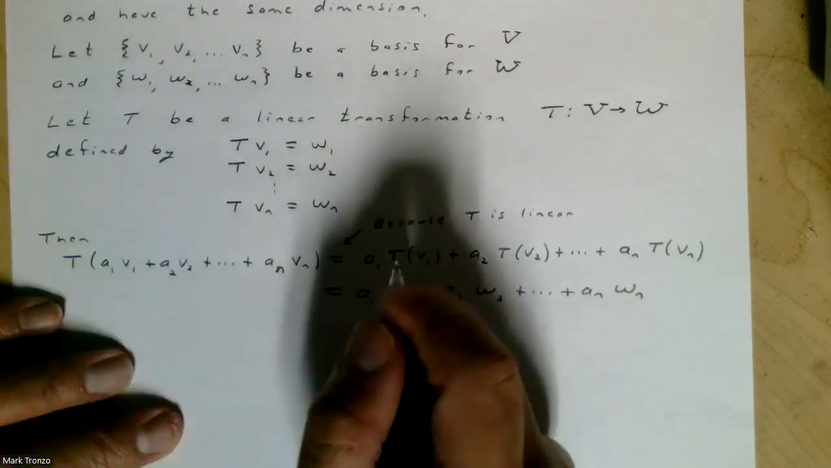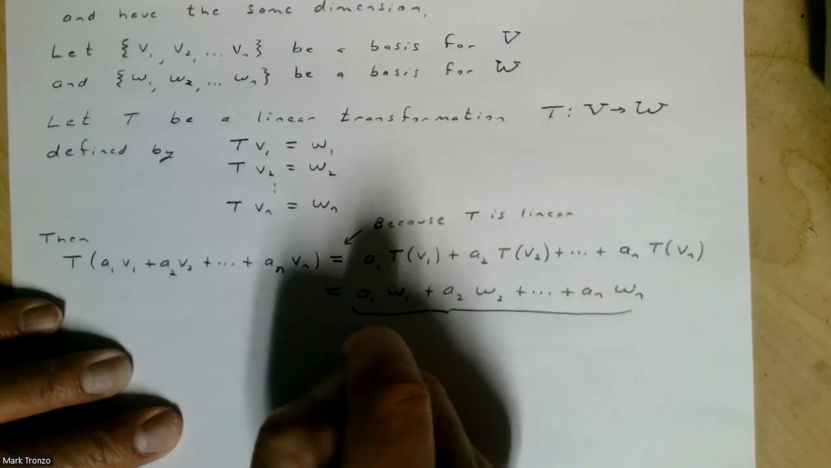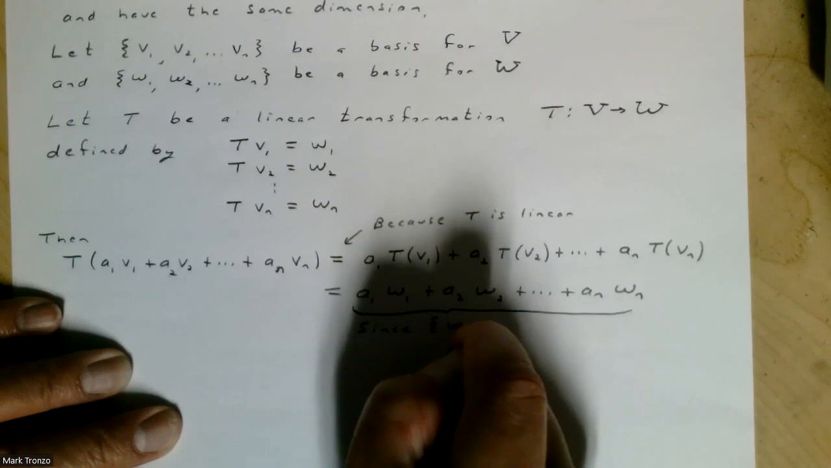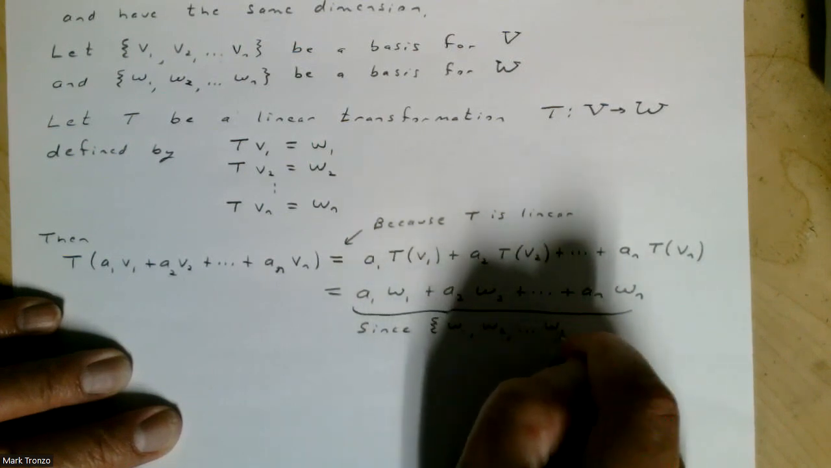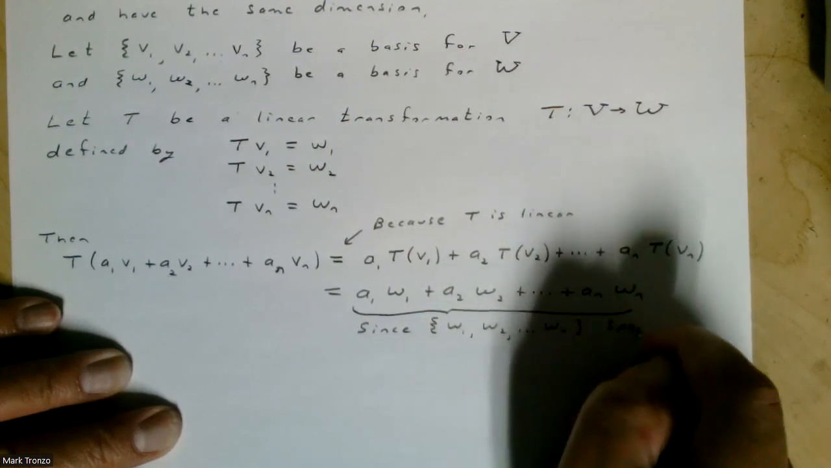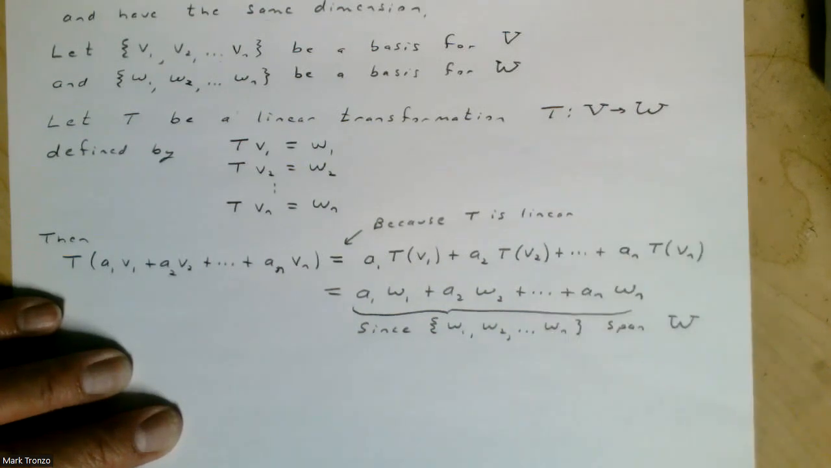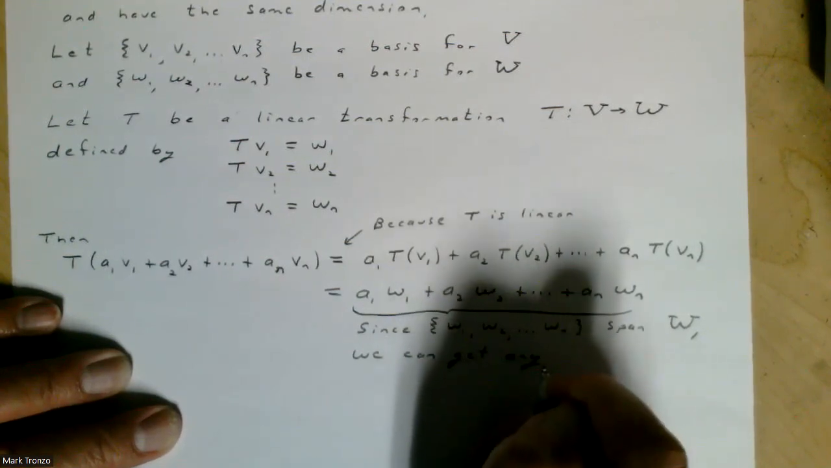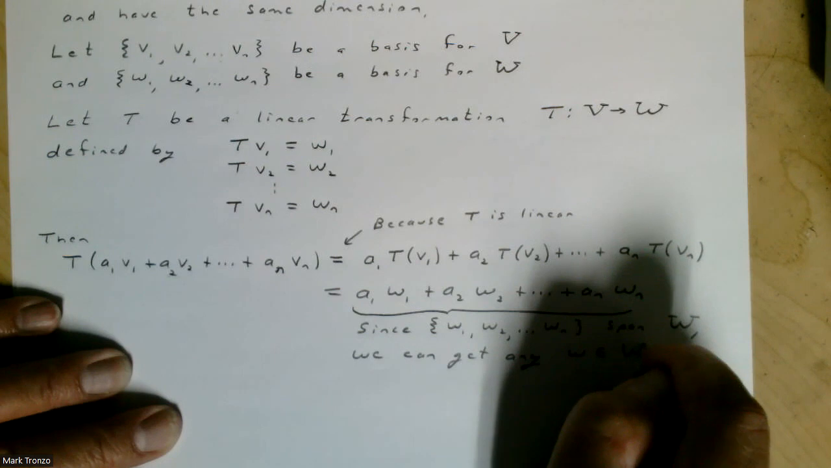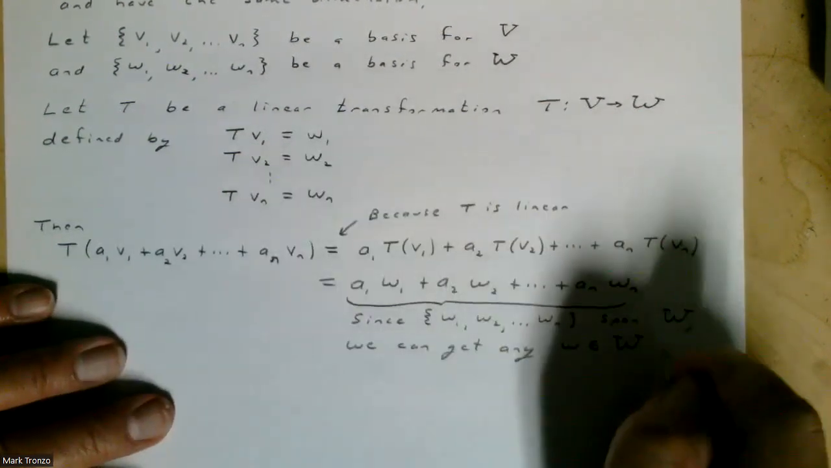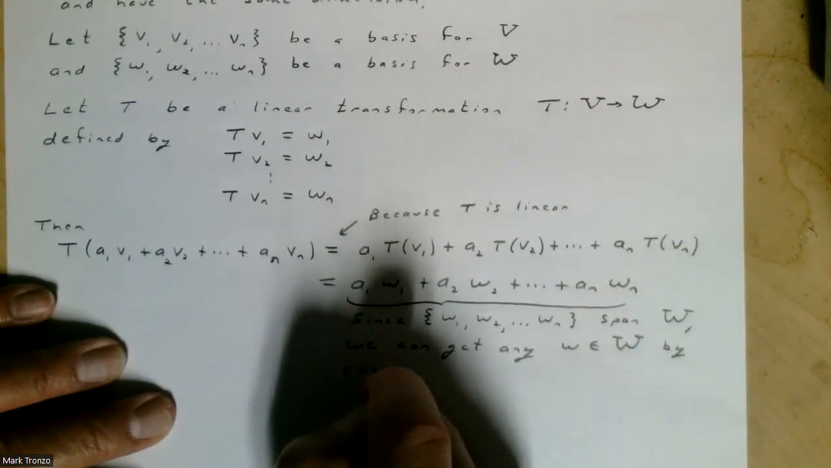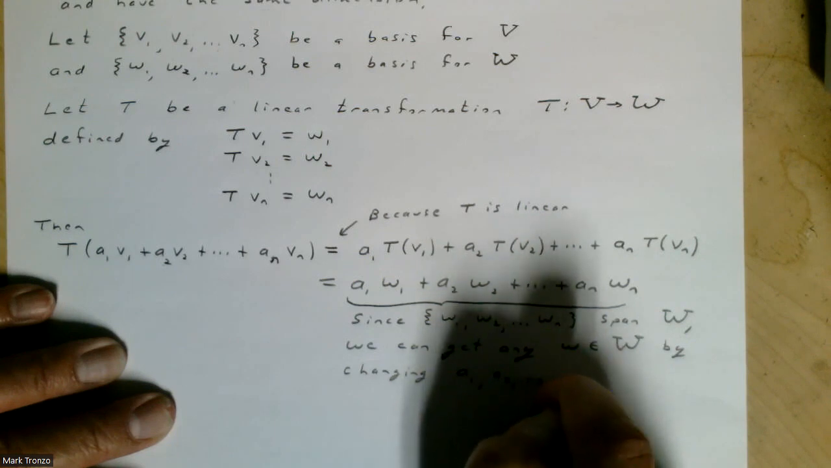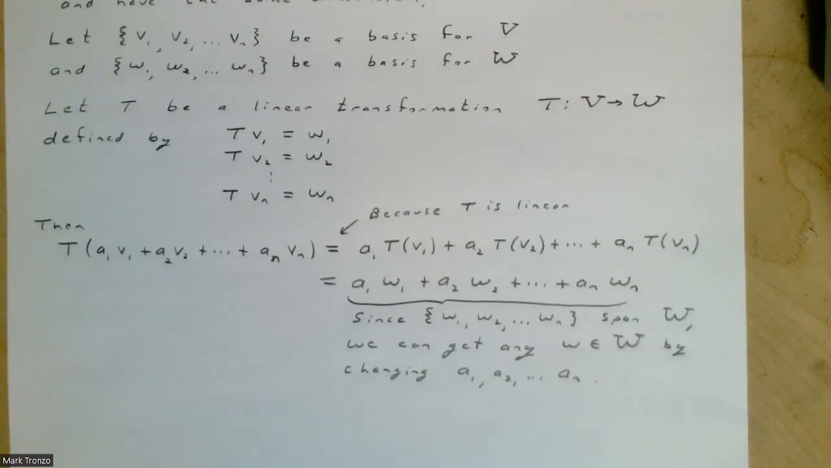So now notice, since these W's are the basis vectors, since these basis vectors span the space W, we can get any W in W by changing those constants. Right, because that's the definition of a basis.